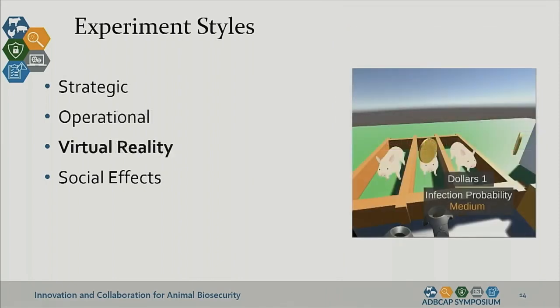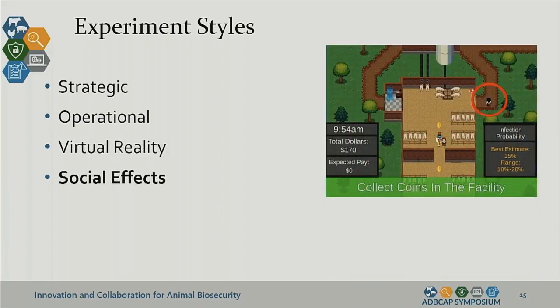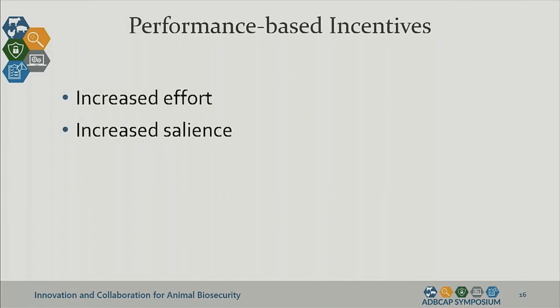We have virtual reality that we're developing right now where we can bring people in and have them in a virtual barn making decisions. And we're also testing some social effects: if we have multiple individuals, or in this case some robots that are going around and moving, what happens to people's behavior when we influence them in that way. I already mentioned this, with our performance-based incentives, we have increased salience and increased engagement.